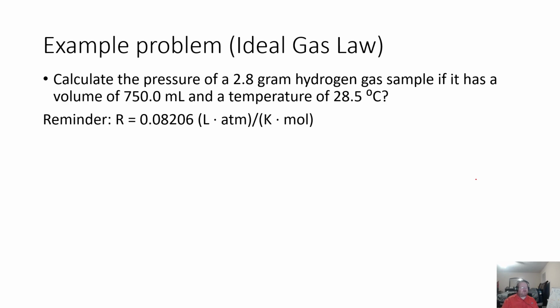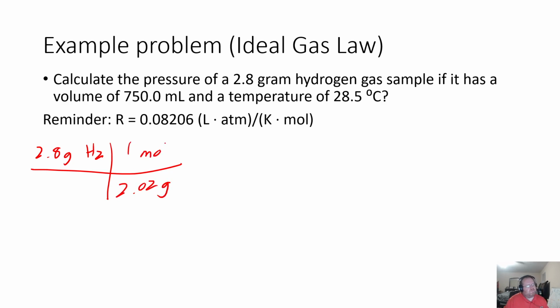Okay, hopefully you tried to solve it. So let's start by getting things in the right units. I've got a volume, temperature, and a mass, but none of them are in the right units yet. So I'm going to start with the hydrogen. I have 2.8 grams of hydrogen gas. As a reminder, hydrogen is one of our diatomics, so it's going to be H2, not just H. So it has a molar mass of 2.02 grams per 1 mole.